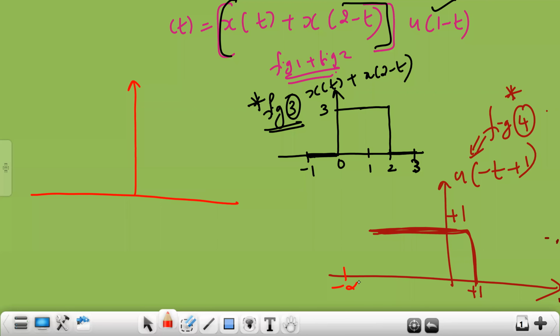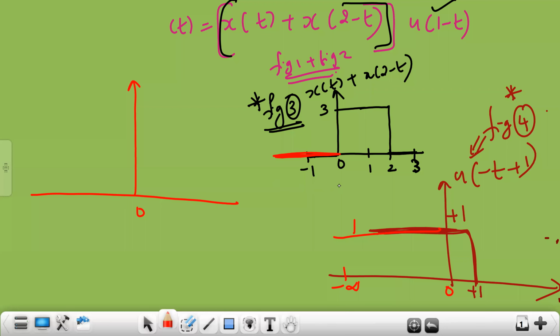So till minus infinity to 0, it is 1. But this one you are multiplying here with what? 0. You don't have any signal till 0. So 1 into 0 is 0. So till 0, from minus infinity to 0, you don't have any signal at all, because here it is 0. 0 into 1 is 0.